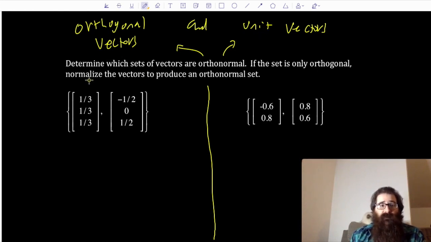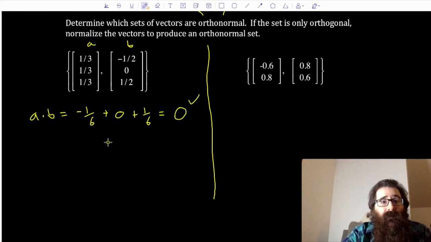Let me go here to this first set. Let me just call these vectors A and B, just so I have something to call them by. If I find their dot product, A dot B, 1/3 times -1/2 is going to give me -1/6. 1/3 times 0 gives me 0. 1/3 times 1/2 gives me +1/6. And hey, that's going to give me 0. So this is an orthogonal set of vectors.